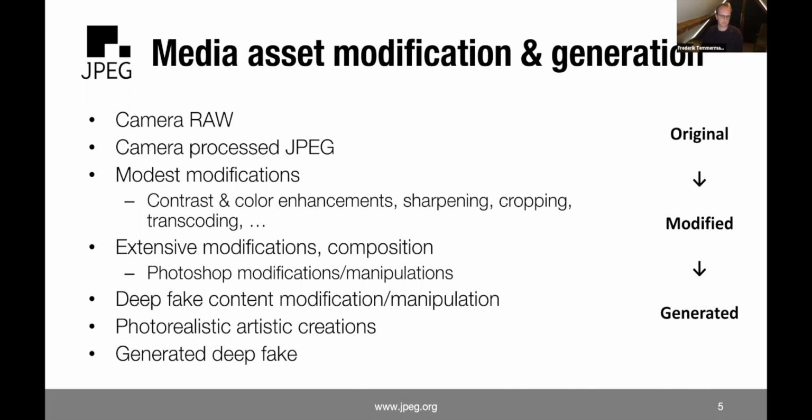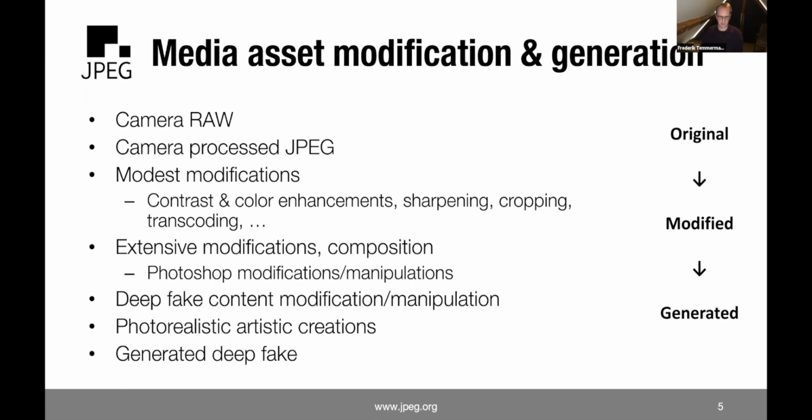modification there. Then in the next step, we can do more extensive modifications. Using software like Photoshop, for example, we can remove objects, add objects, change the shape of objects, or even compose the background of one image with the foreground of another image, and so on. So basically you can go really far with that. Then at another level, we have the deep fakes, which are based on existing content.